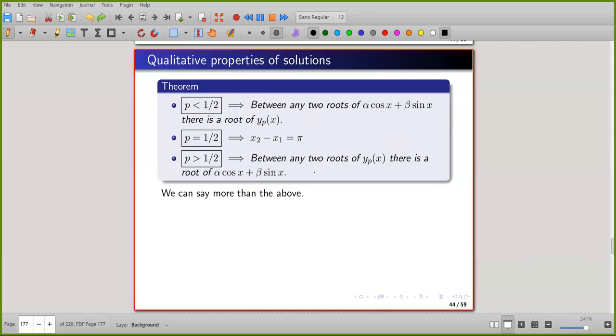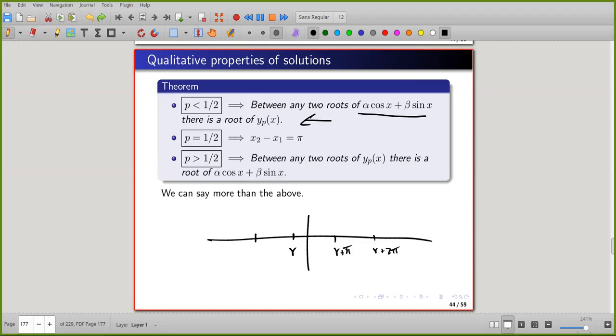Let's just look at what this statement is saying. If you look at this equation, the zeros of this will be of this type: there'll be some gamma, and then gamma plus pi, gamma plus 2 pi, and so on, gamma minus pi, gamma minus 2 pi. So this theorem is quite interesting. It is telling us that between any two positive roots, there's always going to be a root of y_p(x).